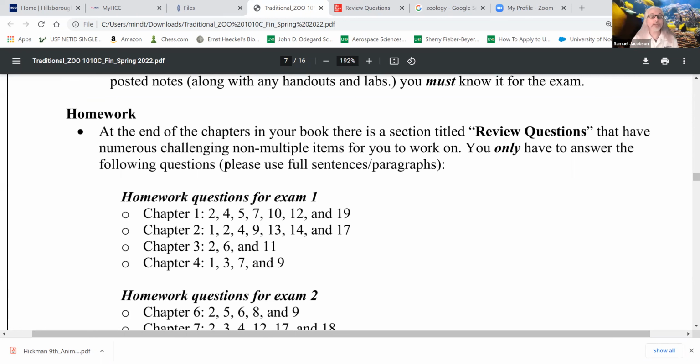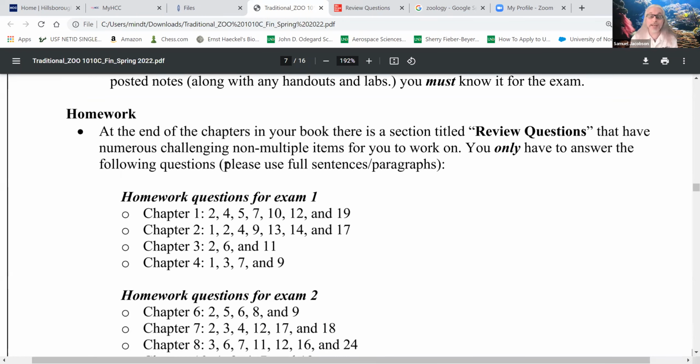Wow, I was impressed. I had nothing to do with the adoption of the book. I'm not saying it's a bad adoption in any way, shape, or form. It's a good book. But it just meant I had to be really selective, really selective. So like I said, numerous challenging non-multiple choice items, really what I meant there. And so, yeah, goodness gracious me.